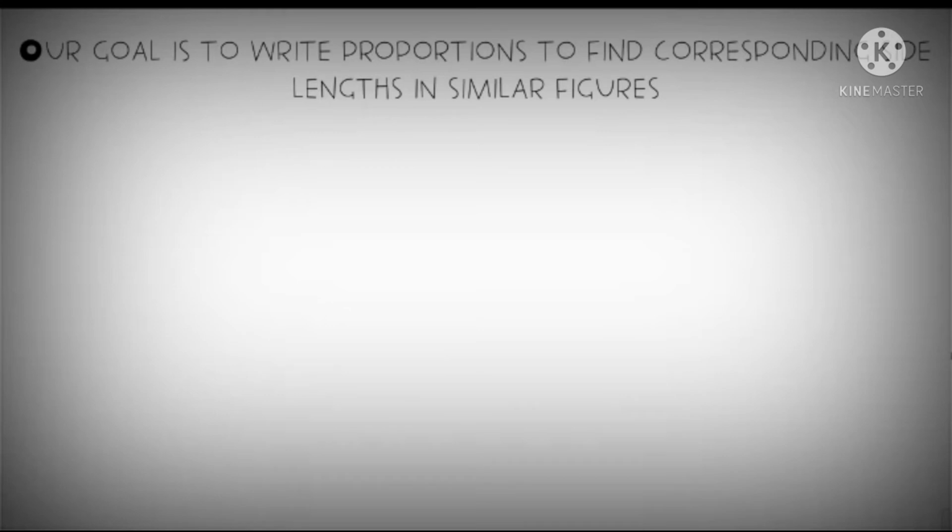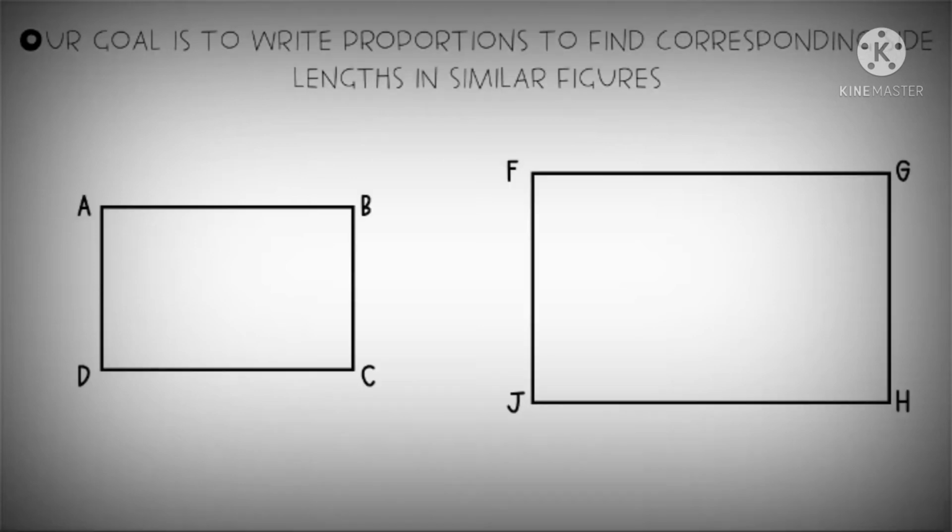The first thing that we will be talking about is corresponding side lengths. It means that we will find the same side on different shapes. Here we have two rectangles. We have ABCD and FGHJ. These two rectangles are similar because the only thing that is different is their size.